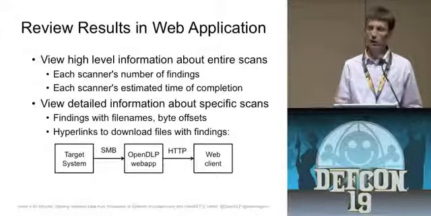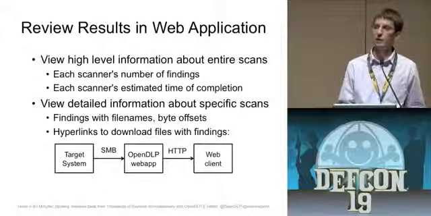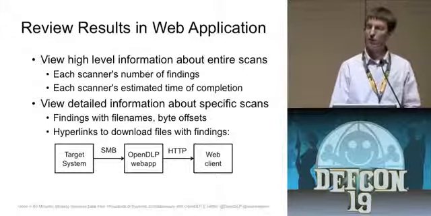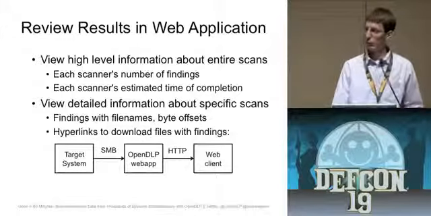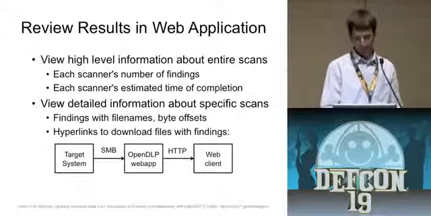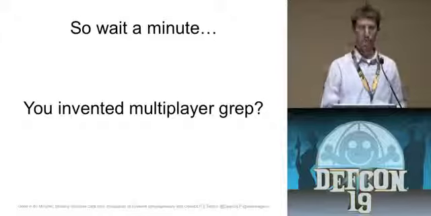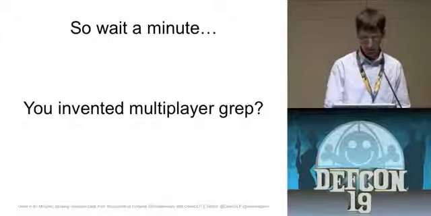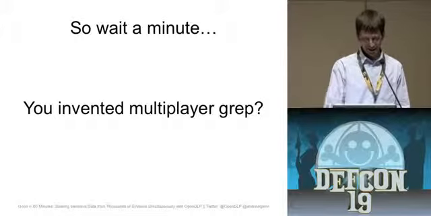If you see a finding, you can download that file just to verify it's actually there. There'll be a little hyperlink, and it'll tell you the byte offset inside the file where it thinks it found whatever regular expression. Like, I found a SOCH number at offset 500 in this file. So I know what you're thinking. Yeah, I invented multiplayer grep, but I guess someone had to do it.